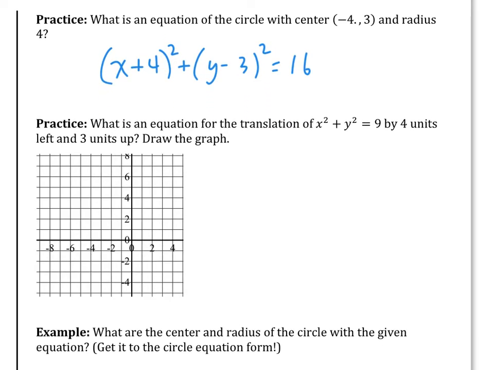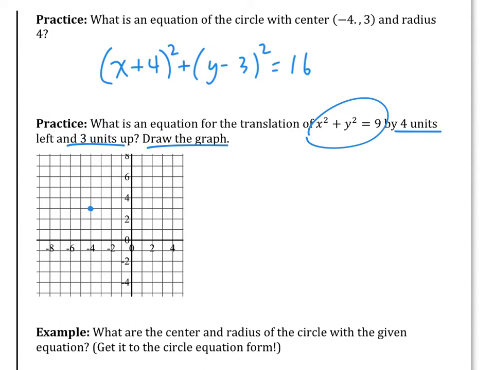All right. What's the equation for this if you move it 4 to the left, 3 units up, and then draw the graph? You can try it. From that equation, you want to figure out where the center is right now and what the radius is. And then move that whole thing 4 to the left and 3 units up, and then redraw that circle. So you know the new center is at -4, 3.